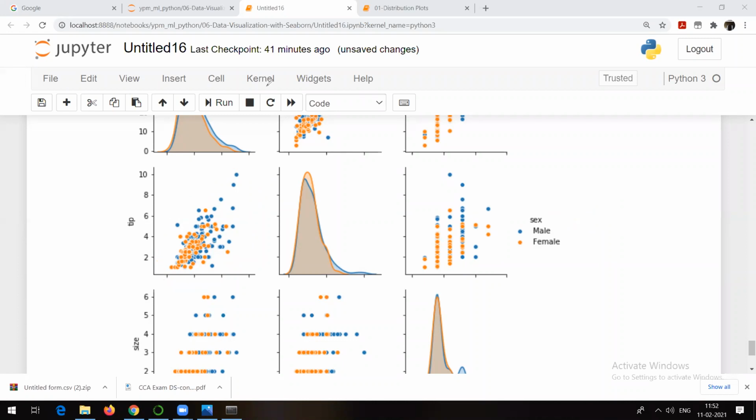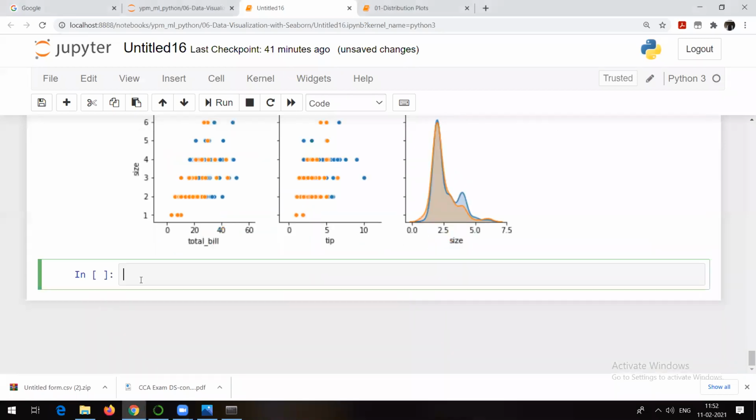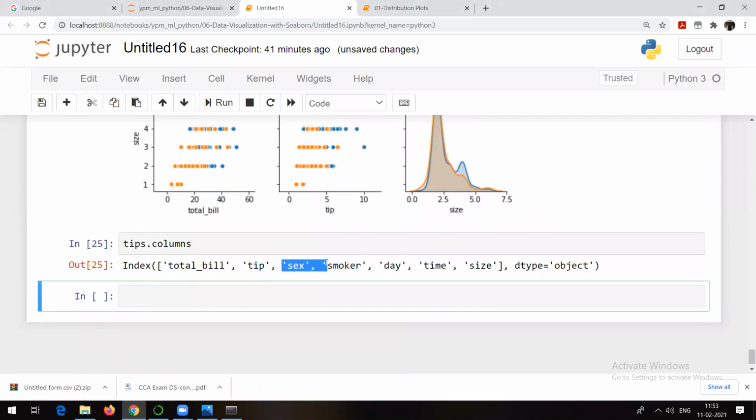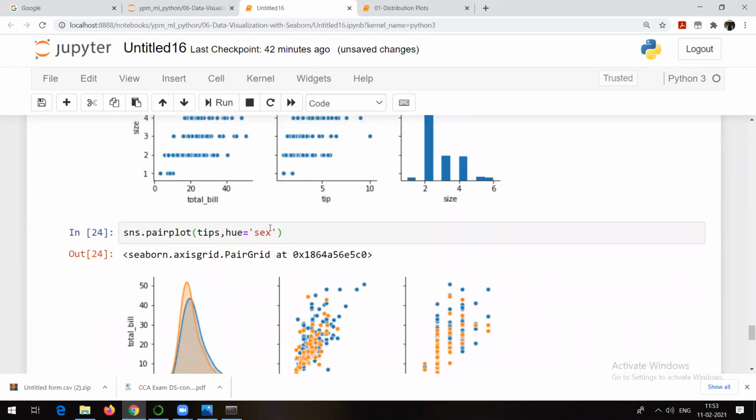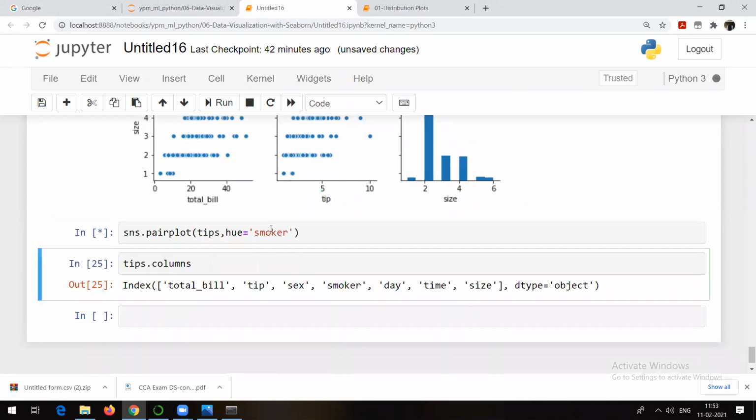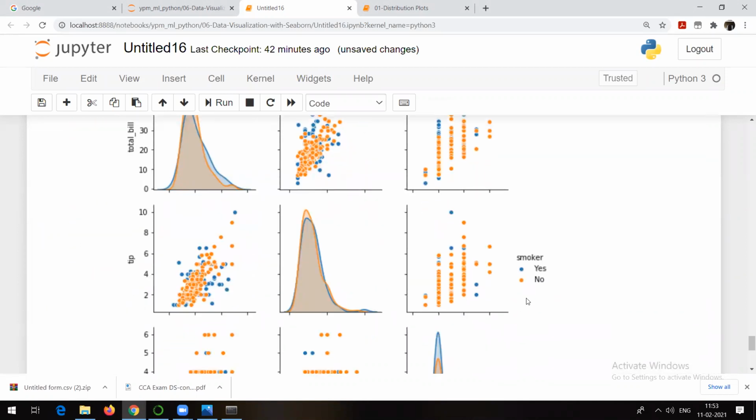So like this, you can make use of other categorical columns also. Suppose I want to check which columns are present in my data set, so I can enter tips dot columns. You can see this is the categorical data, smoker. Let's try to see whether smokers prefer visiting the restaurant or non-smokers do. So let's give the hue parameter as smoker and then let's check. Now see, smoker is blue and non-smoker is orange. So more or less it seems that the number is similar, right? But again we can check all these relationships in detail.